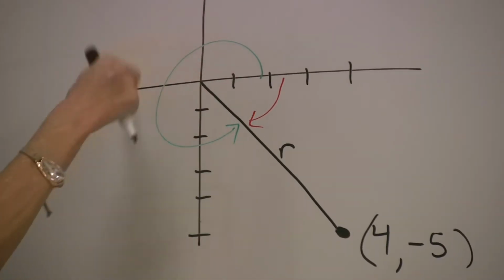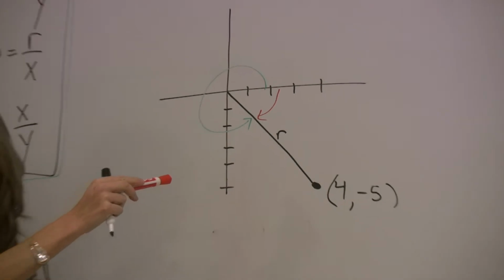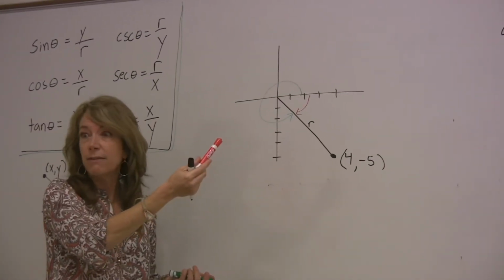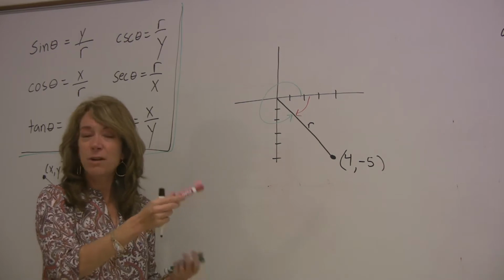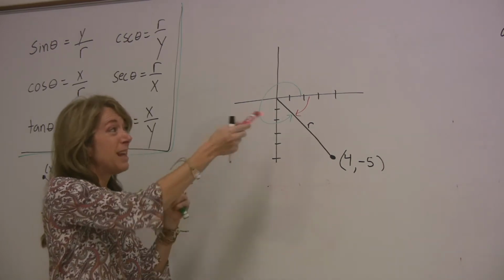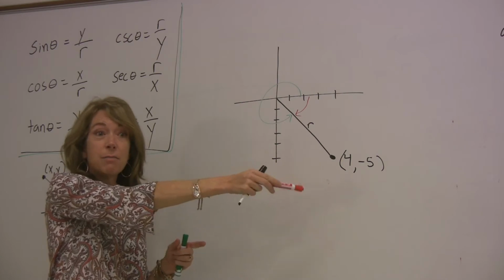Maybe I went around 47 times and then stopped here. I don't know what that angle is. I'd have to figure that out, but it's pretty big. Everyone agree? We don't really know what the angle is, but no matter what the angle was, it ended up stopping right here at this end point.